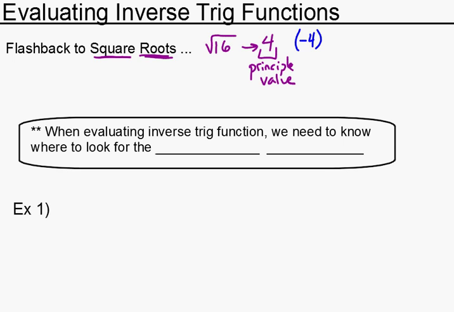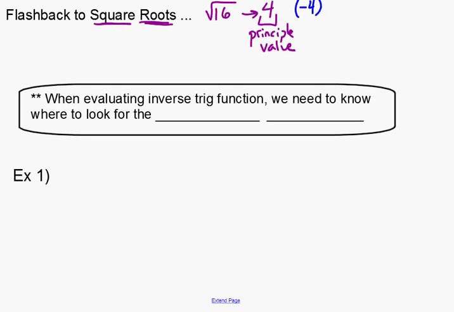But there's also these other answers lurking around. And that's going to translate really well to our idea of trig functions, because we know with trig functions and coterminal angles and all of that, that there's going to be lots and lots of answers to things. So we have to agree on what we're going to call the principal value. So when we're evaluating, when we're actually getting the angles from these inverse trig functions, we need to know where to look for the principal values. How do we know which one is the value we're going to use?